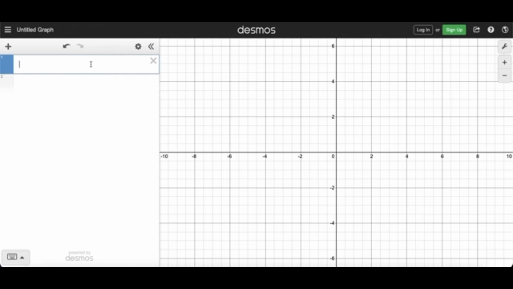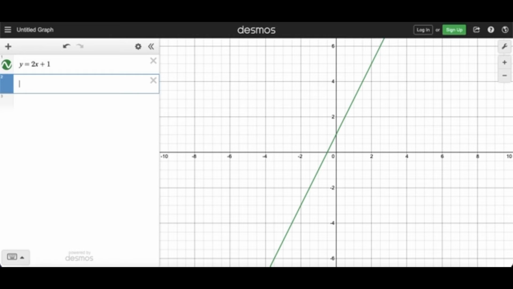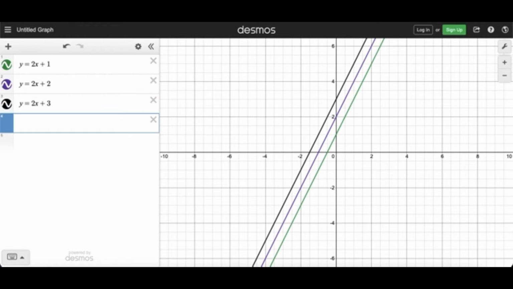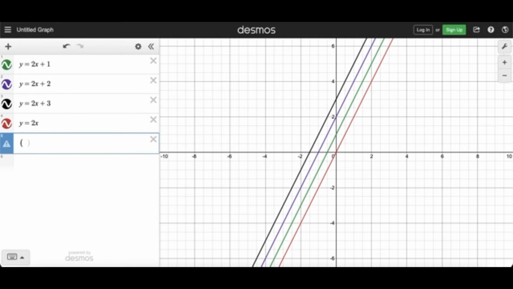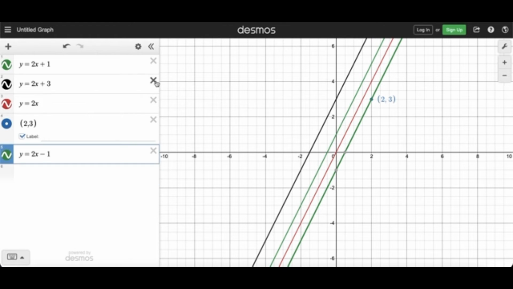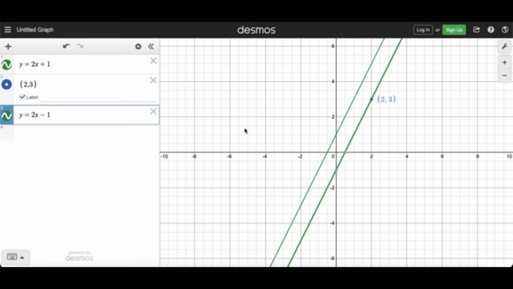To prove everything I've just said, let's use our original equation, y = 2x + 1. If I change the value of b, no matter what, it stays parallel to the original equation. Now if I want it to pass through the point 2, 3, using the answer from before, y = 2x - 1, it passes through the point perfectly while staying parallel to the original line.